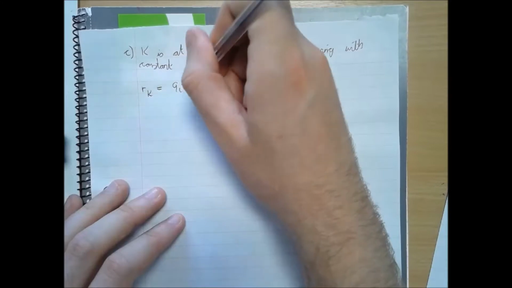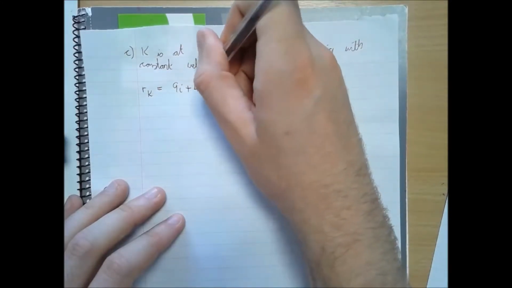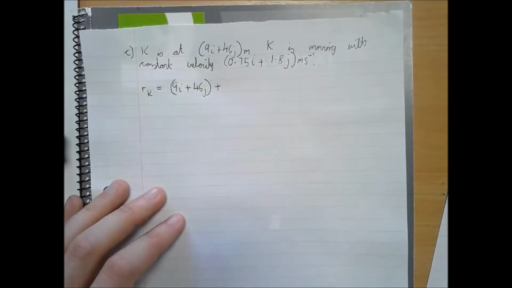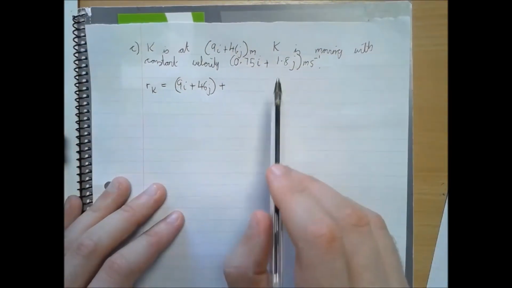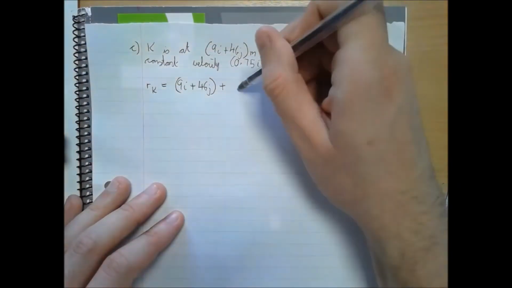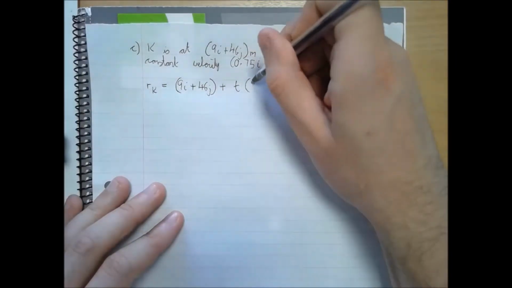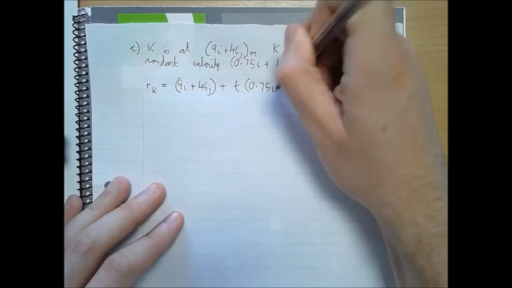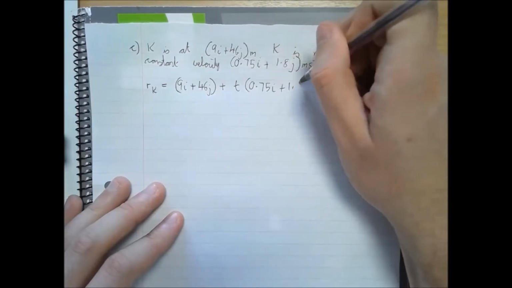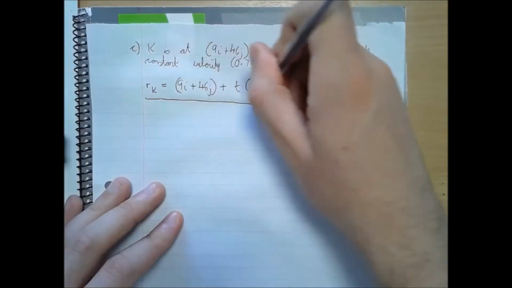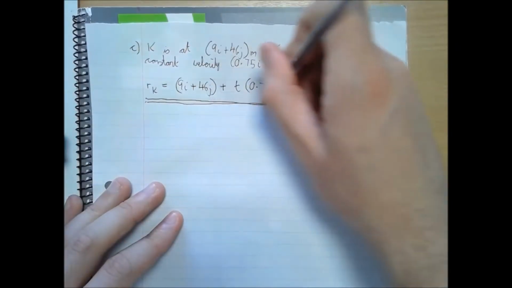So the original position was obviously 9i plus 46j, and then of course the constant velocity 0.75i plus 1.8j. Well, that's how much it's going to move after each second. We've got t seconds here, so we have t(0.75i plus 1.8j). That'll be meters. So that's the first step done in part C.